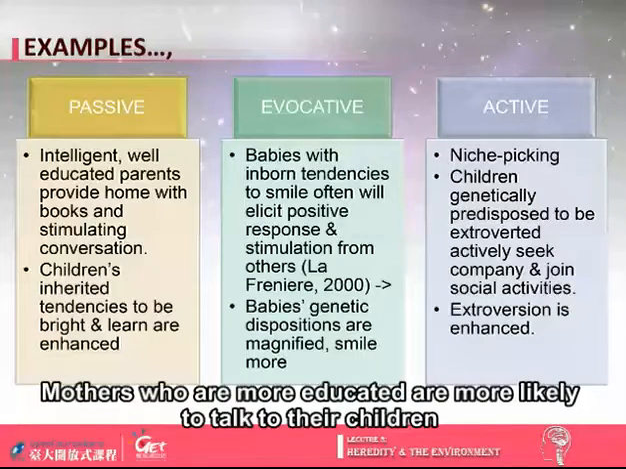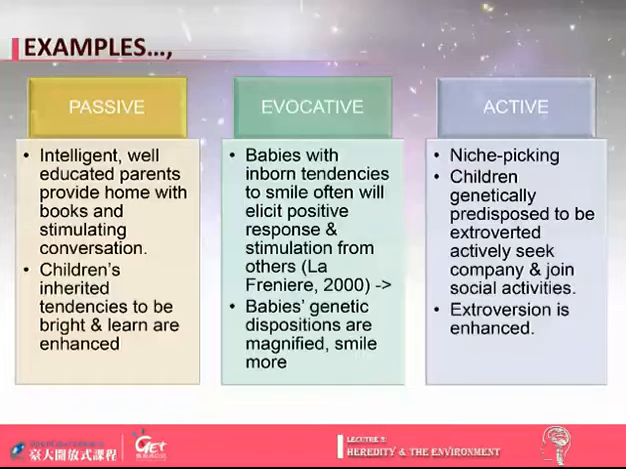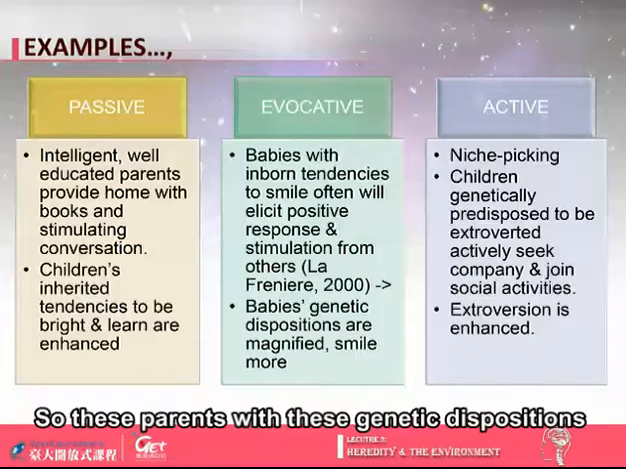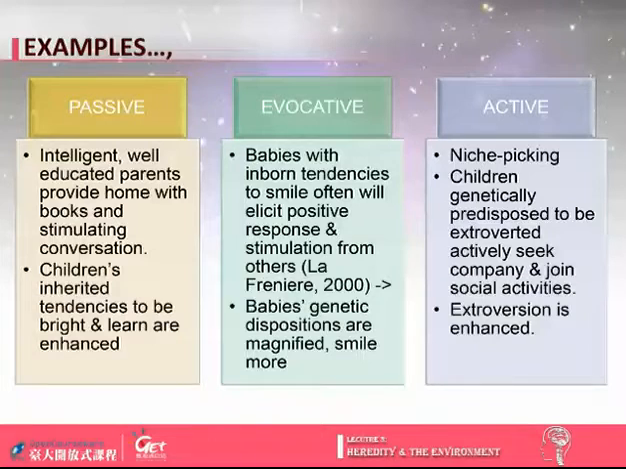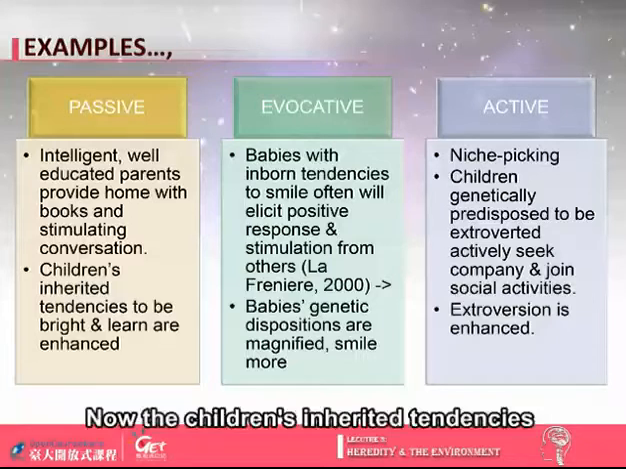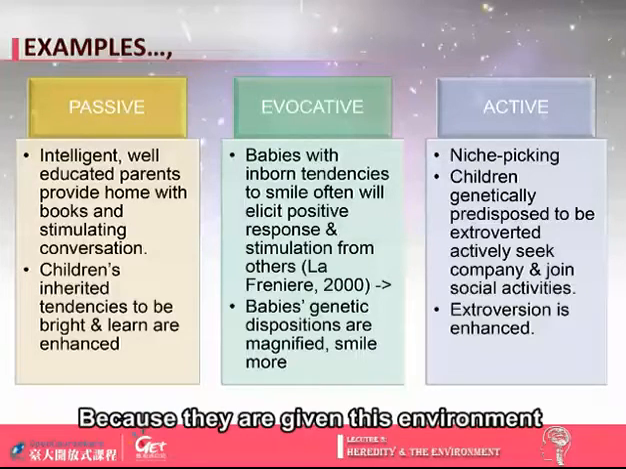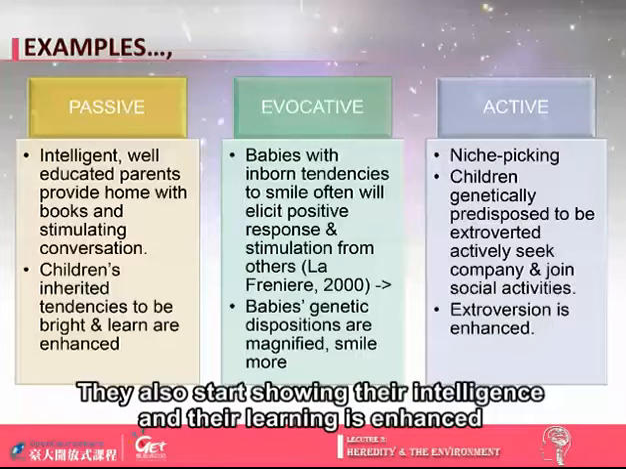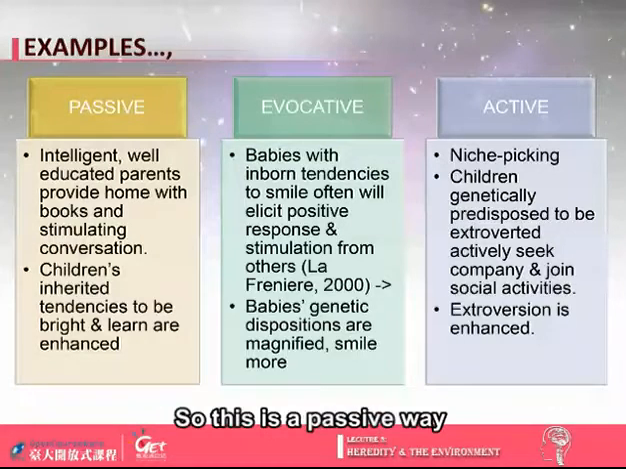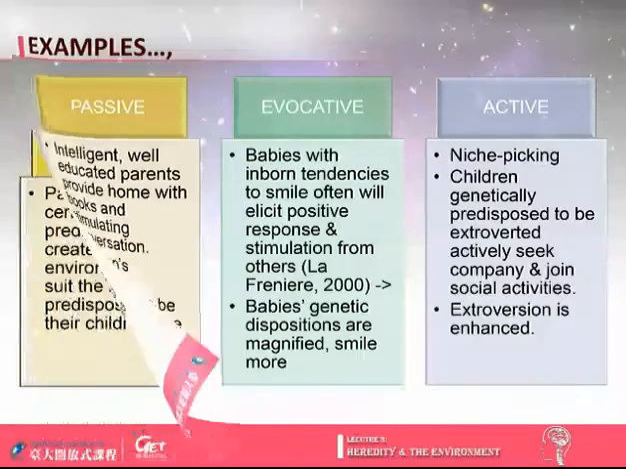Mothers who are more educated are more likely to talk to their children, provided, for example, they don't have depression, etc. So, these parents with these genetic dispositions deliberately create an environment that would facilitate their children's growth. Now, the children's inherited tendencies, that means the children who inherited the so-called intelligent traits, because they are given this environment, they also start showing their intelligence and their learning is enhanced. So this is a passive way genetic makeup can shape one's environment, the passive way.